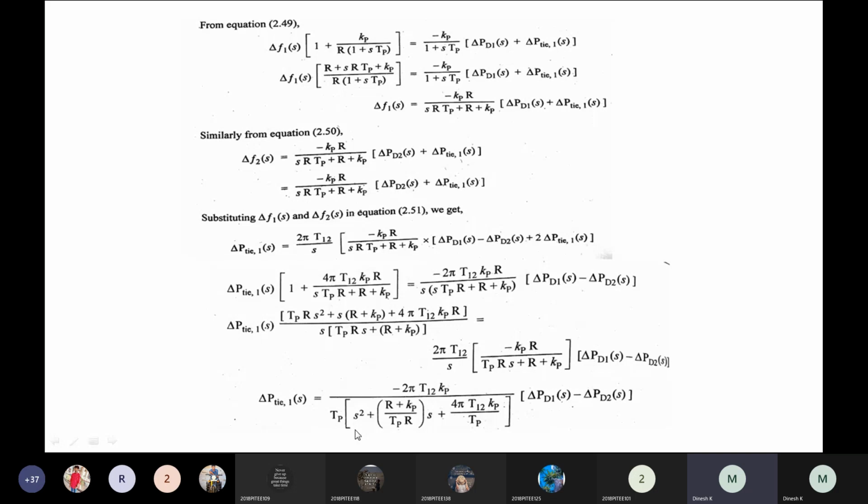tp times s square r plus kp tp r times of s, 4 by t12 kp by tp, del pd1 of s minus pd2 of s. So if you look at this, you get a differential equation of order 2. s square is there, so we get order 2.